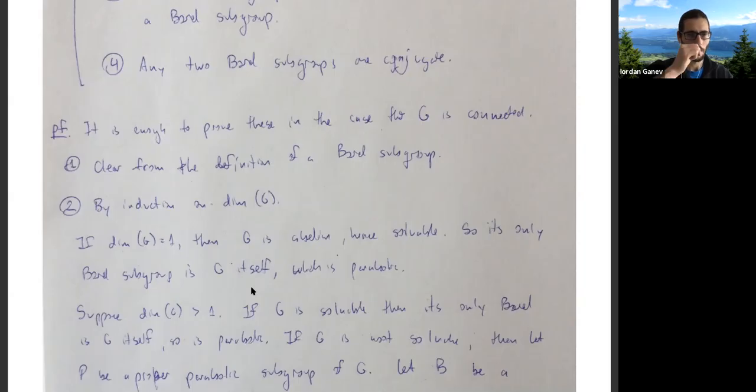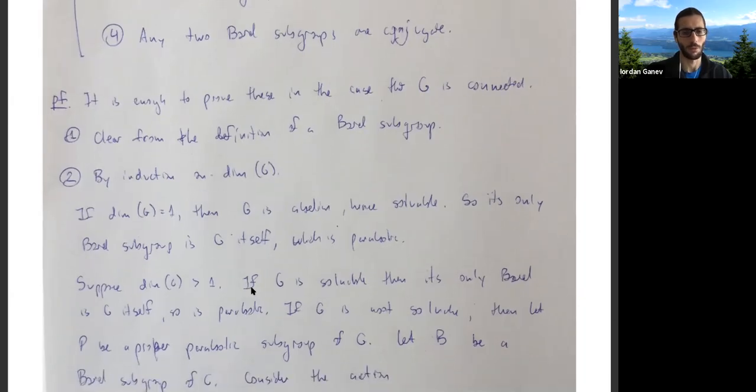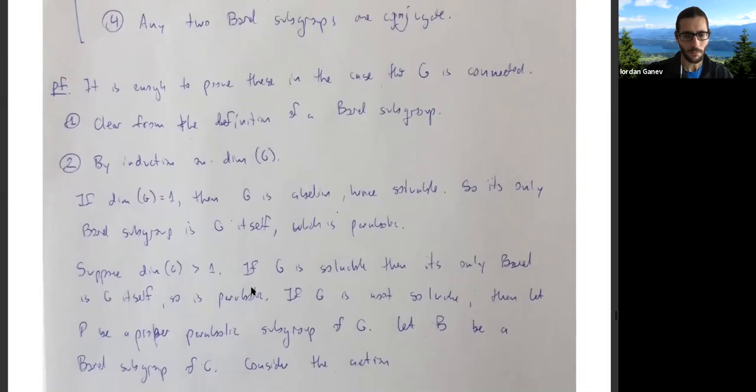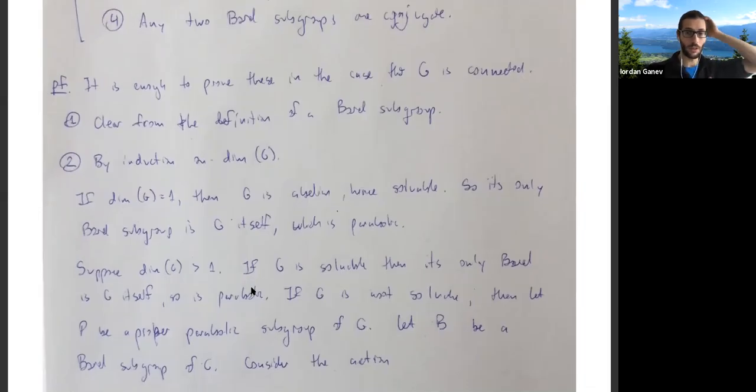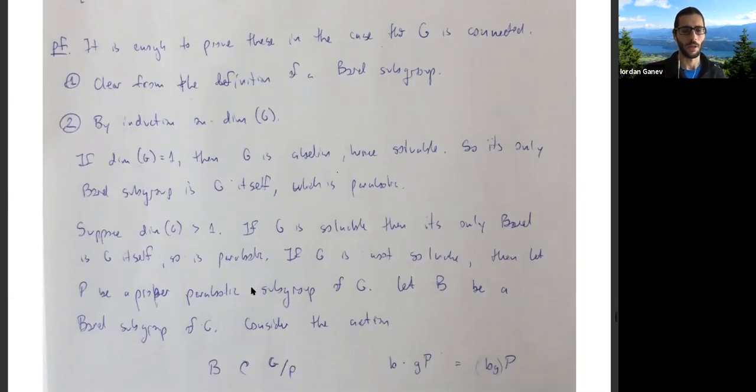Then we know that there's a proper parabolic subgroup of G. We showed that solvable is equivalent to having no proper parabolic subgroups. But if it's not solvable, then there must be some proper parabolic subgroup of G. So let's take a proper parabolic subgroup P of G. Let's take a Borel subgroup B of G. What we'll actually show is that P contains a conjugate of B. Maybe P doesn't contain B itself, but it will contain a conjugate of B, which by part 1 is another Borel subgroup.